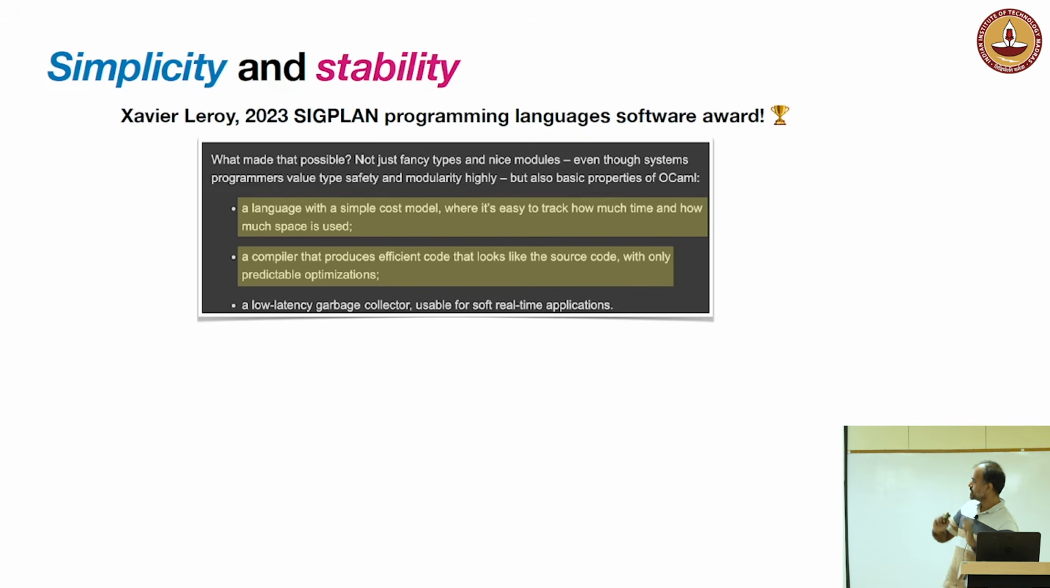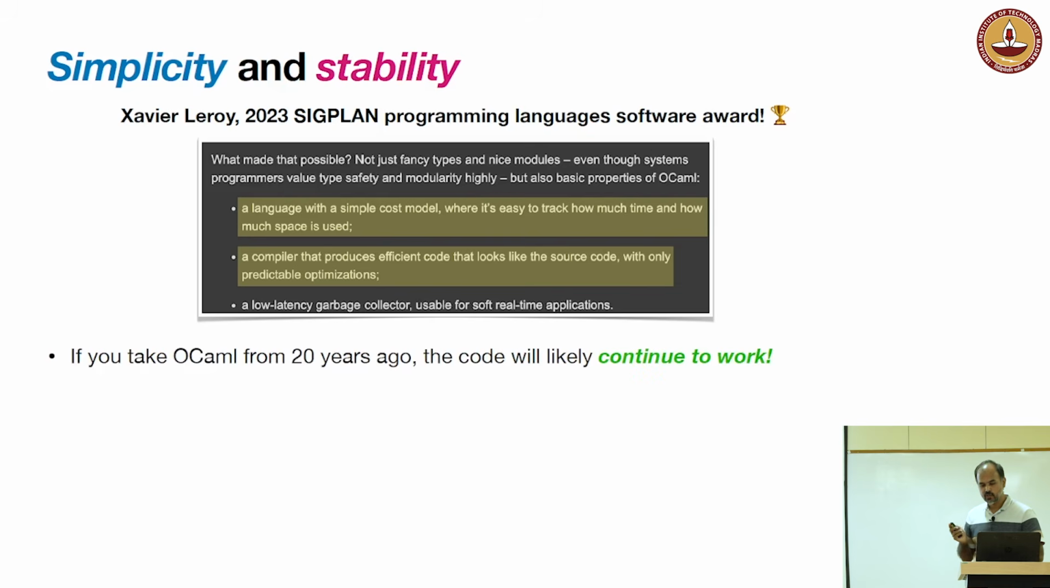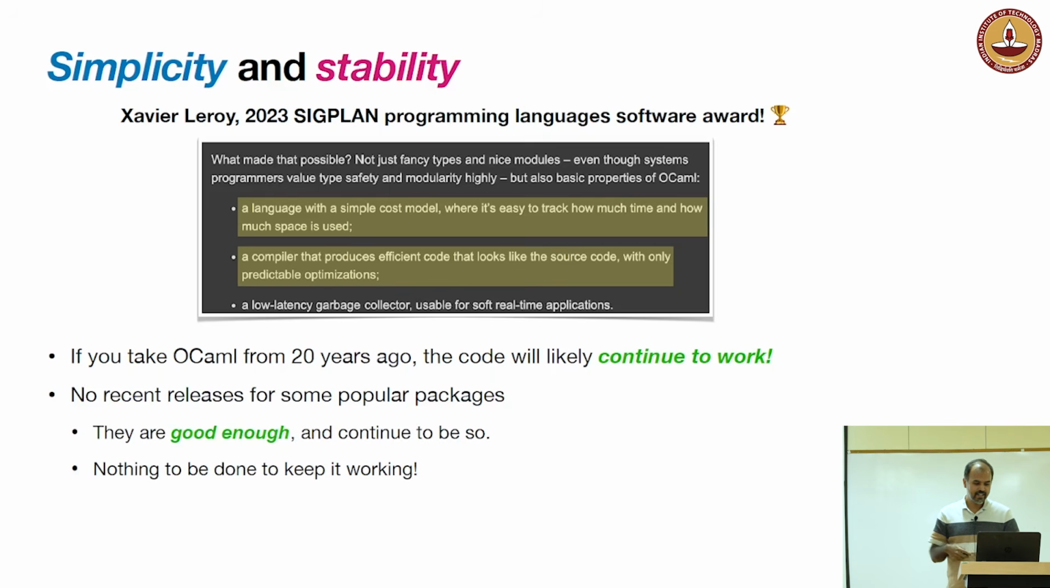So it's a very simple language, but it's also a very stable language. If you take OCaml code from 20 years ago and you compile it with the modern compiler, it will still continue to work. This is not true with lots of other languages, right? You take code from last week in JavaScript and you use it now, things will break, right?